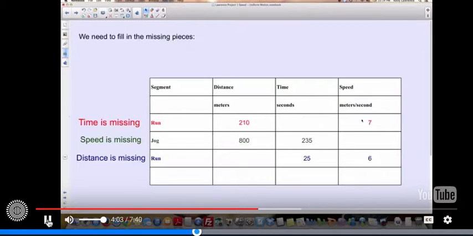In this first part of our run, time is missing. The second part of our run where we were jogging, speed is missing. And in the last part of our run, distance is missing.